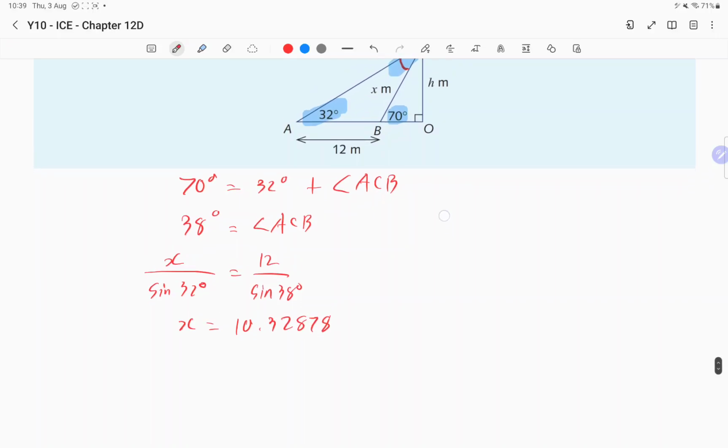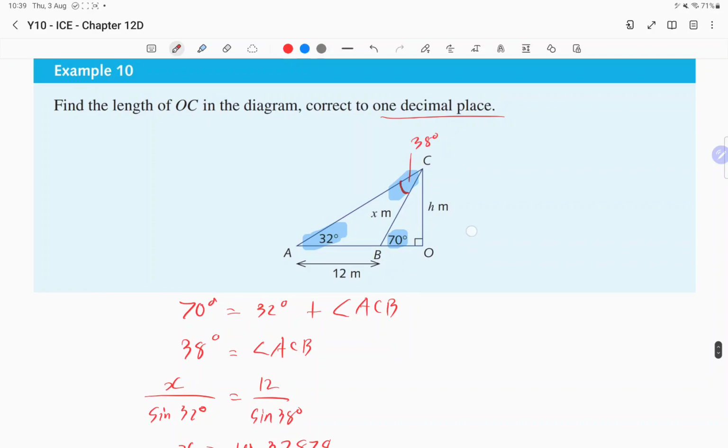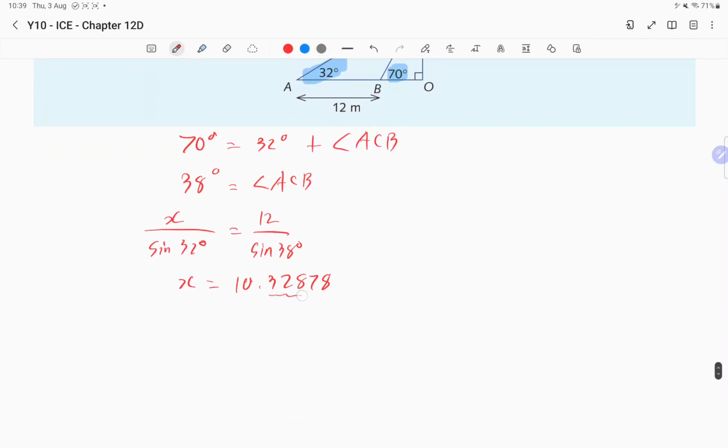10.32878. I'll go more decimal places here. Technically, if they want one decimal place, you only need to go two more, which is 32, and then that will be 329. Just go two more decimal places and you should be all right.